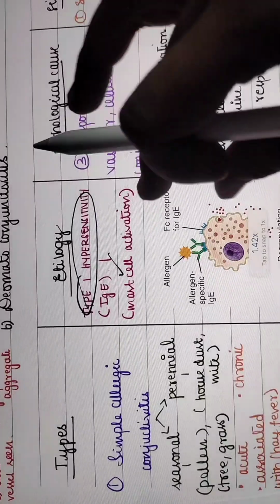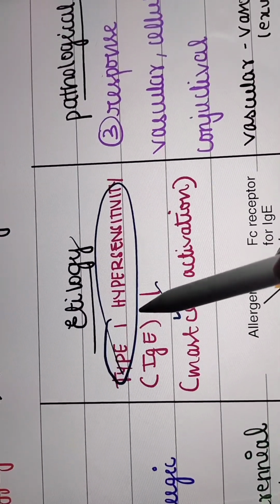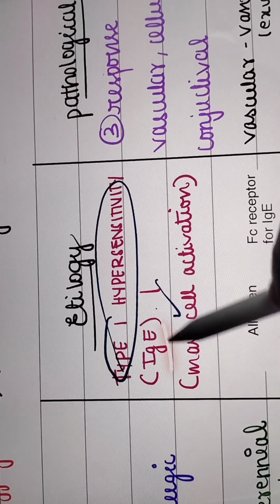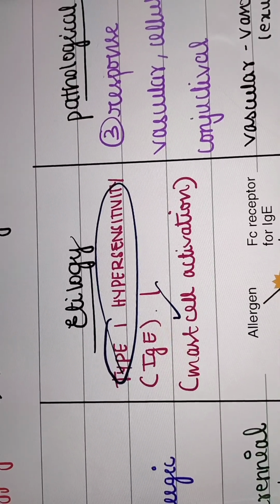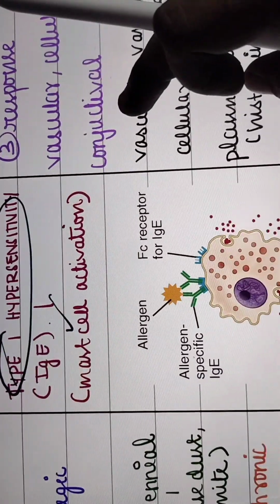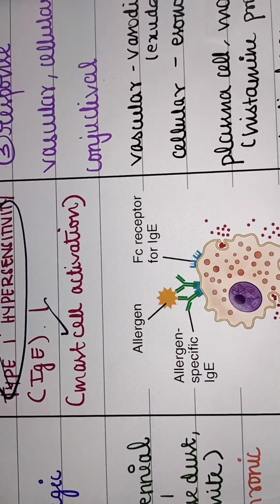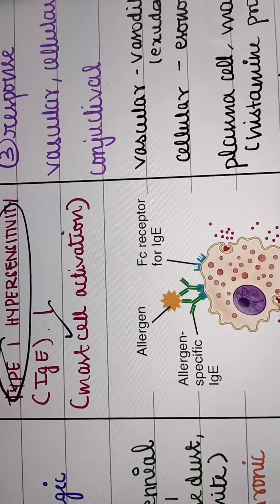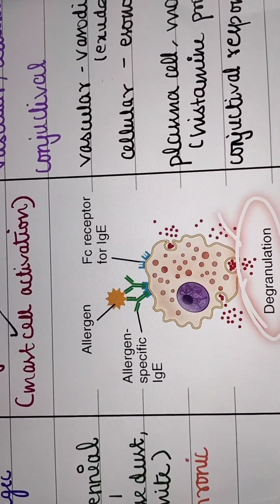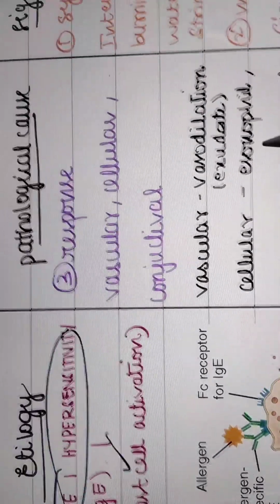Now we will be seeing the etiology. It is mainly caused due to type 1 hypersensitivity reaction, that is IgE mediated, which causes mast cell activation by the IgE, and it will lead to degranulation of the mast cells.